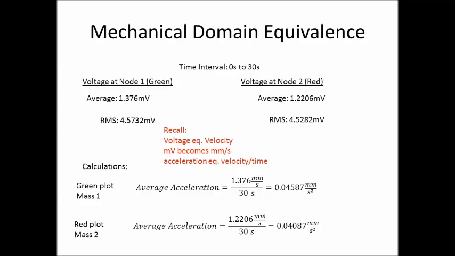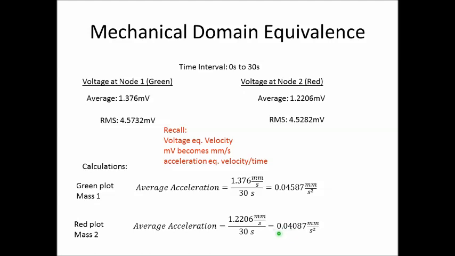Now, let's do the math to show just how useful the electrical equivalent modeling process can be. In the mechanical domain, where the voltage values now become velocity values, the system response to the drive can be calculated. Without any scaling being applied, millivolts become millimeters per second. Then acceleration can be calculated as velocity divided by time. Taking average velocities from the output and dividing them by the time duration of the simulation, 30 seconds, it is found that the average acceleration of the system is about 0.04 millimeter per second per second.